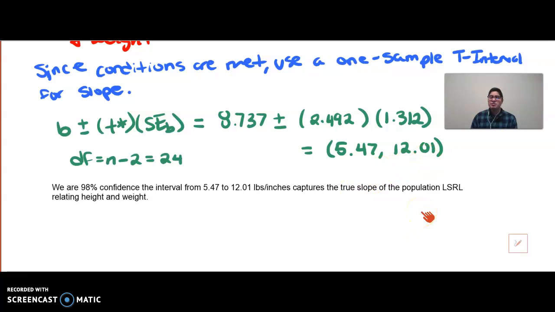So here we are 98% confident that the interval from 5.47 to 12.01 pounds per inch captures the true slope of the population LSRL relating height and weight. Again, you don't have to include the units, but it is helpful. Based on my interval alone, 0 is not included, so I have significant evidence to claim that the slope indicates a positive linear relationship, meaning that on average, as height tends to increase, weight should also tend to increase. So that's just a little bit more information on how we do inference about the slope of a population LSRL.